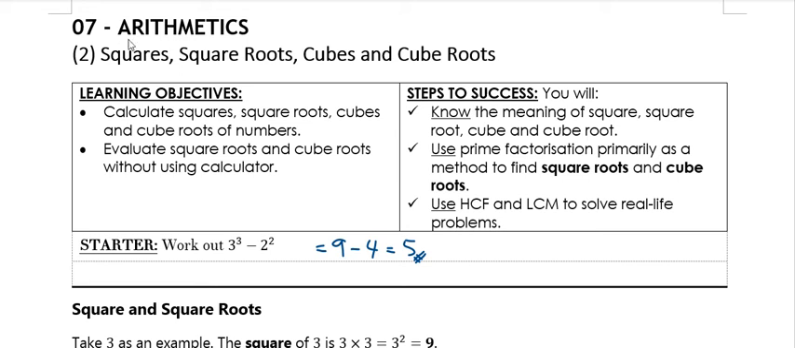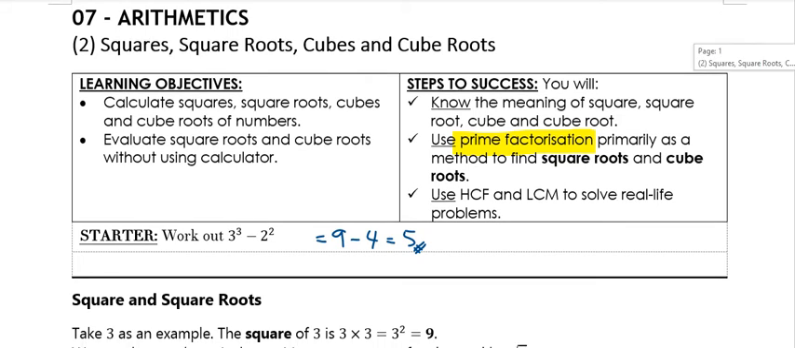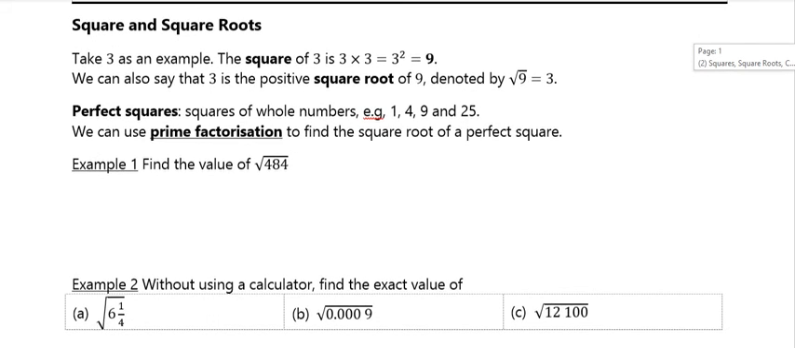Still under the chapter of arithmetic, but today we're going to deal with squares, square roots, cubes, and cube roots. Usually for Maths D, you are required to use prime factorization as a method to find square roots and cube roots. And in some O-level exam questions, they will give it to you straight away in the form of prime factorization. So let's start by focusing on square roots first.